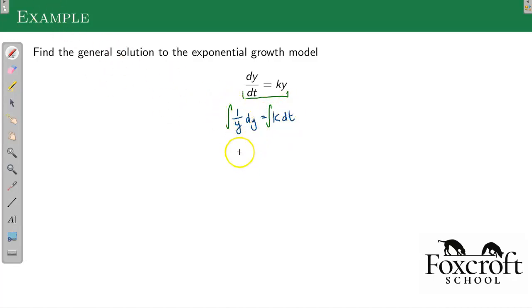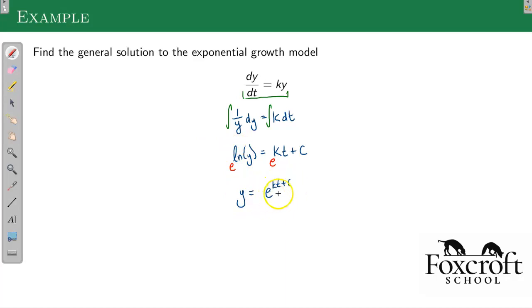The antiderivative of 1 over y is the natural log of y. Again, k is just a constant. If you pretend this was a 2 and you took the antiderivative of 2, you would get 2 times the variable plus c. So this k is going to stay because it's just a constant, and then we add in the variable t. Now we want to solve for y. To get rid of this natural log, we use the exponential because they're opposites and they're going to cancel. And we get y equals e to the kt plus c.